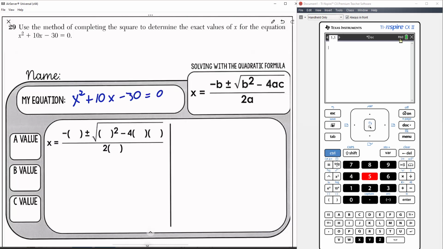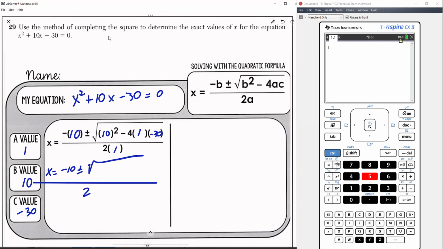We need the A term. The A term is 1. The B term is 10. The C term is a negative 30. I'm going to plug those numbers in the appropriate spots. 10 goes here. 1 goes here. Negative 30 goes here. And then we got 1 down here. So if we rewrite this, this will be a negative 10 plus or minus. Now we need to figure out what that square root part is. And then down here it's going to be 2.